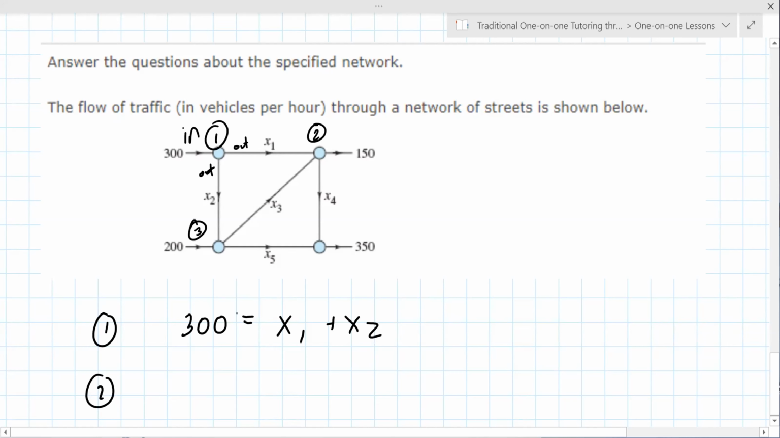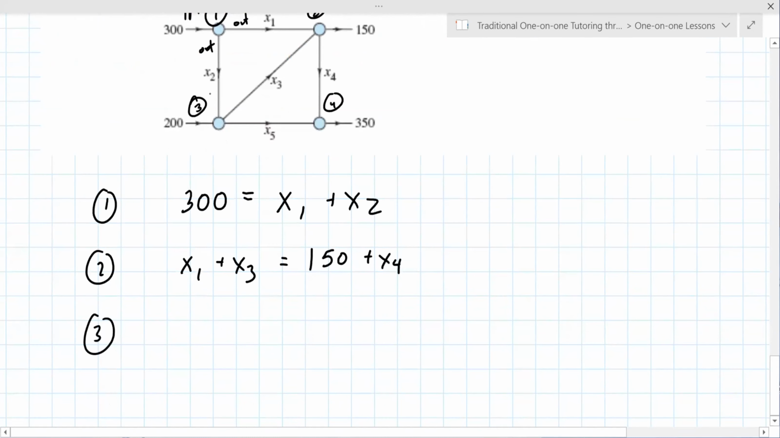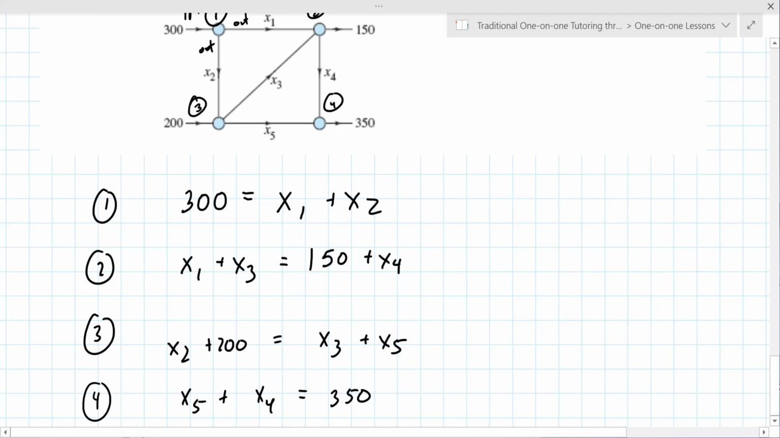So at point 2, the inputs are X1 plus X3 equals the outputs 150 plus X4. Because those are the 2 outs. And then we jump to 3. At 3, it's got X2 in plus 200 in equals X3 out plus X5 out. Now I see a problem all of a sudden because you're gonna have more variables than equations, but we'll deal with that in a moment. At 4, you've got X5 in plus X4 in equals 350 out.